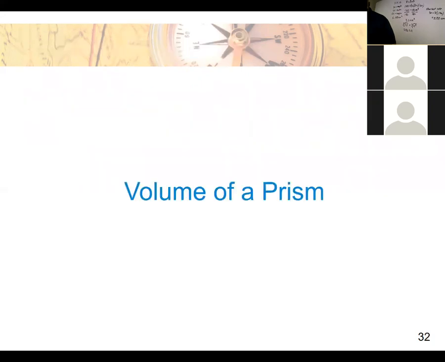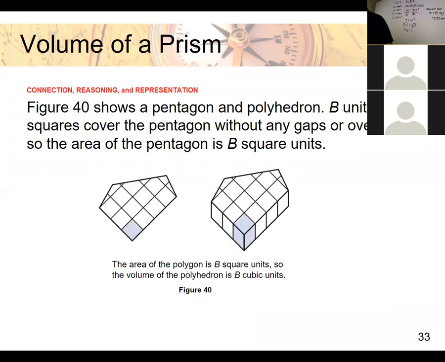Okay. All right. Let's see, volume of a prism. Now, the prism doesn't necessarily have to be a rectangular prism. The base could be anything. It could be things like a hexagon, or it could be a triangle, or anything. And I'm going to skip through these because this just shows you that the base could be something like this.